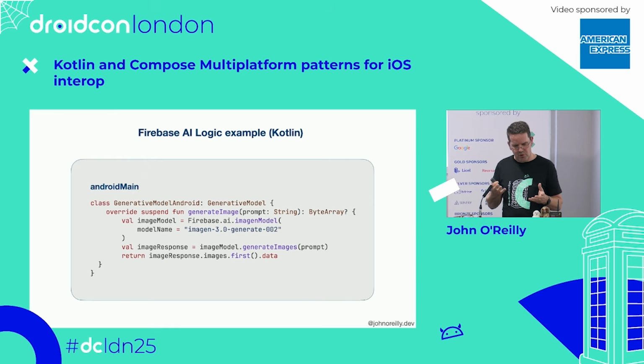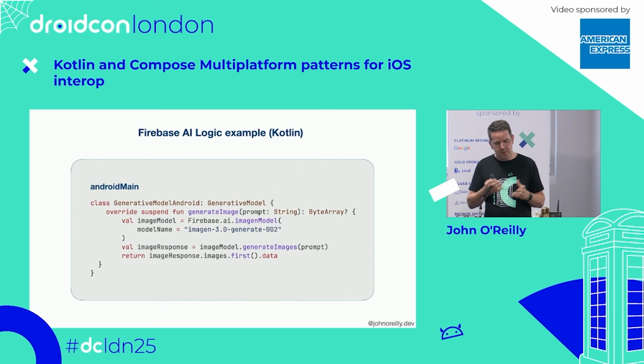And this is the implementation on Android, using the associated Firebase Android Gradle dependencies. By the way, you might have seen an example of using this API as well at Yolanda's very nice talk yesterday. It creates an image model using that library, and from that generates an image using the supplied prompt.